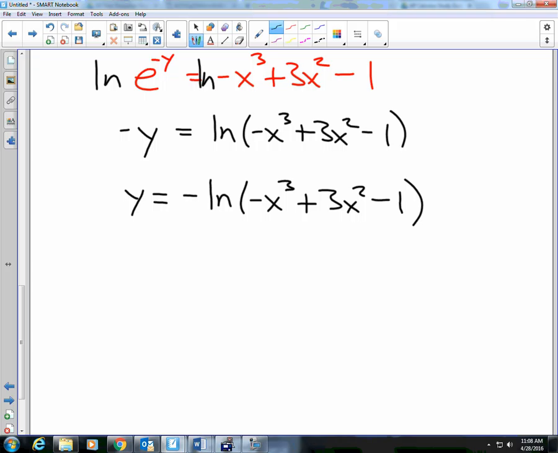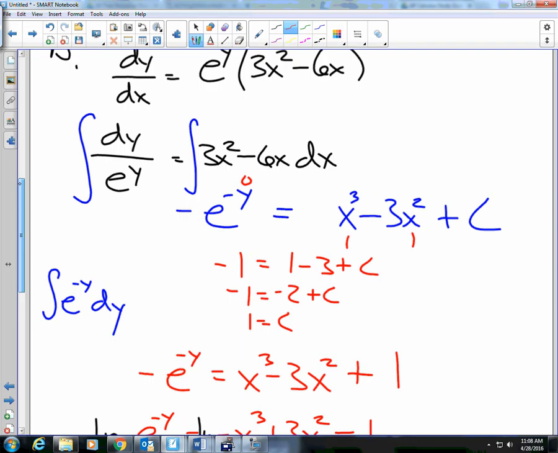Some people in first hour actually distributed the negative through here. I felt so bad because that's totally illegal. Some people put the negative 1 up top here, but I don't think that really helps you at all. So just leave the negative sign out in front of the natural log. This will give you your final point.